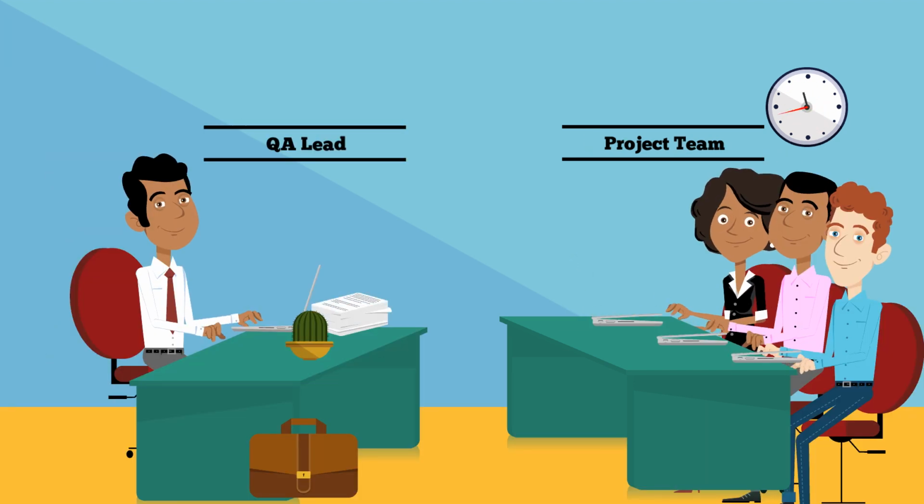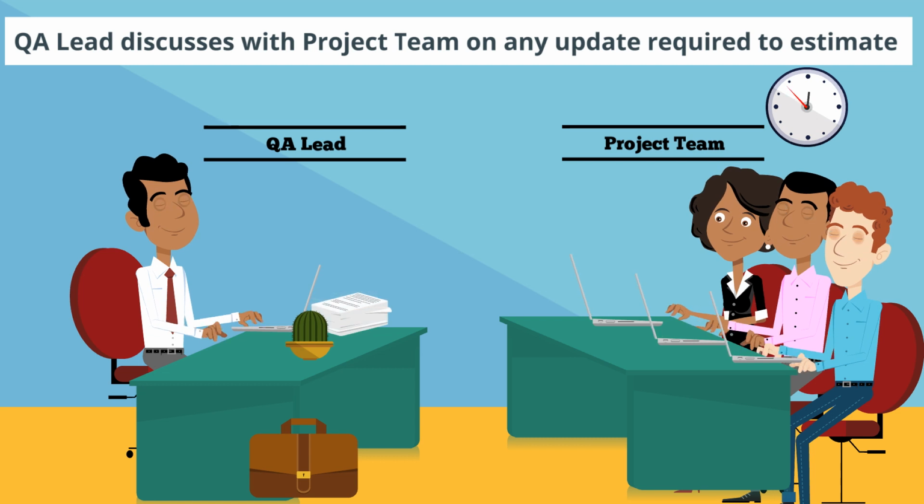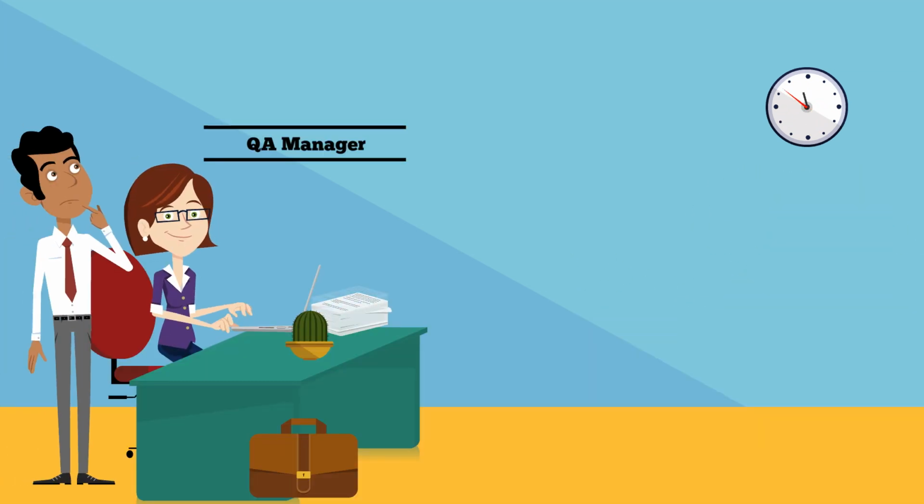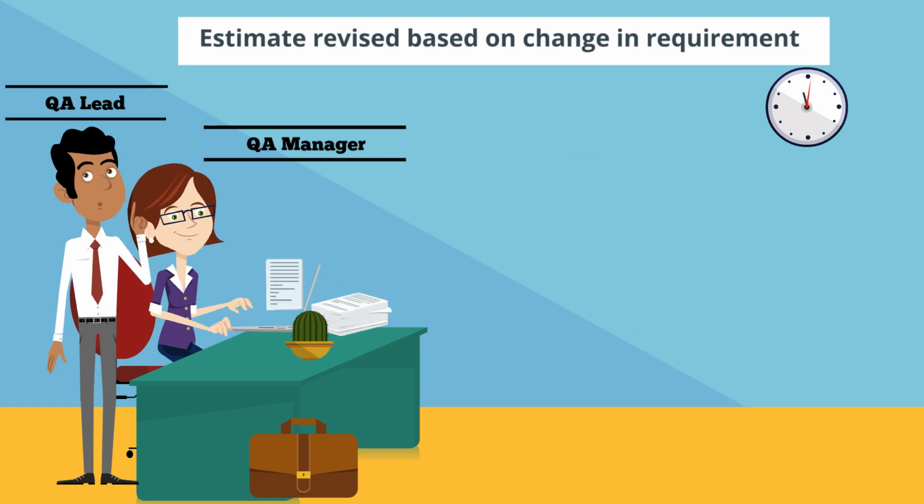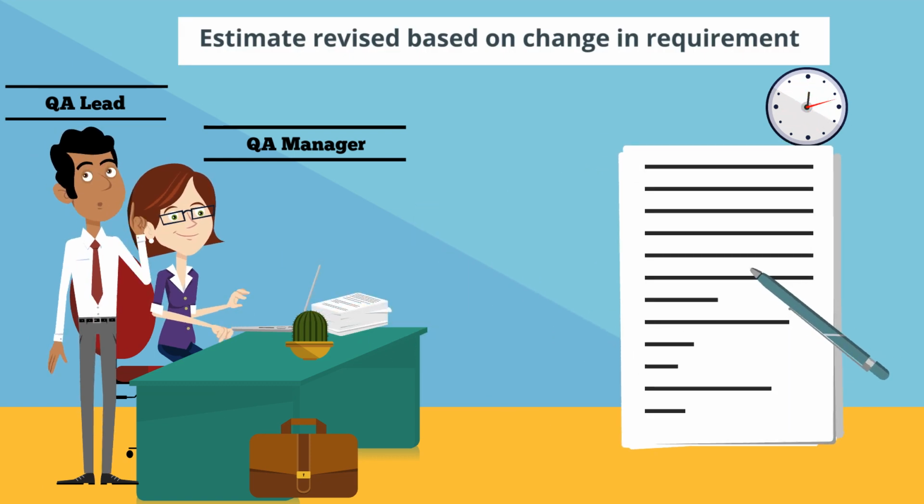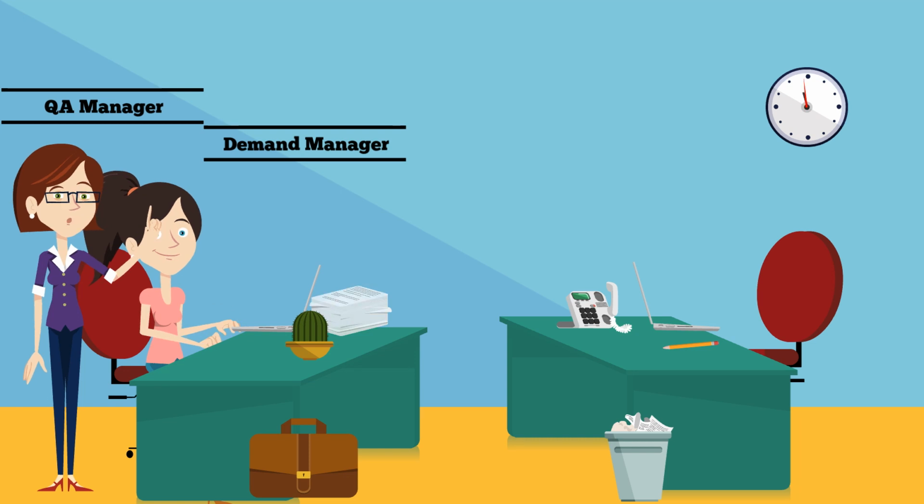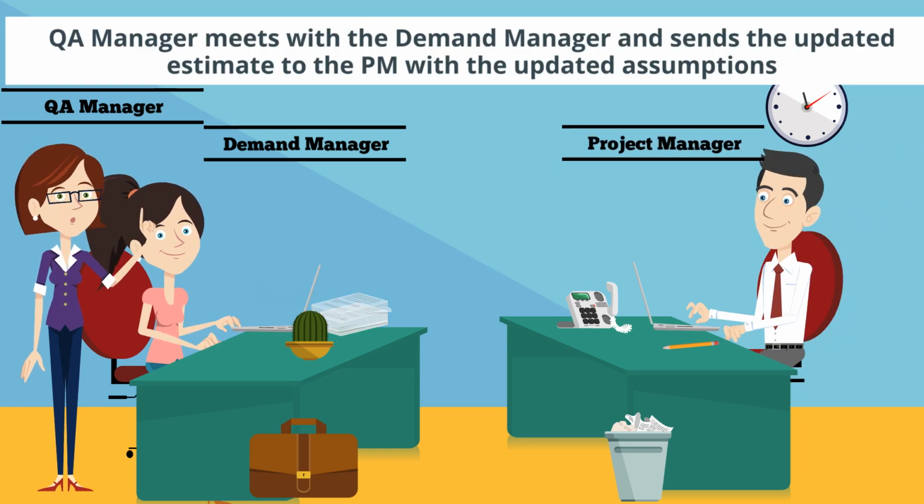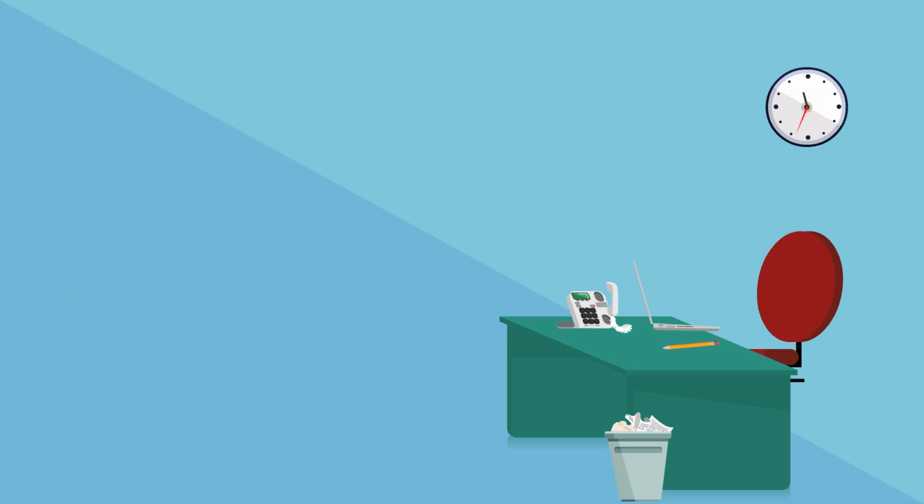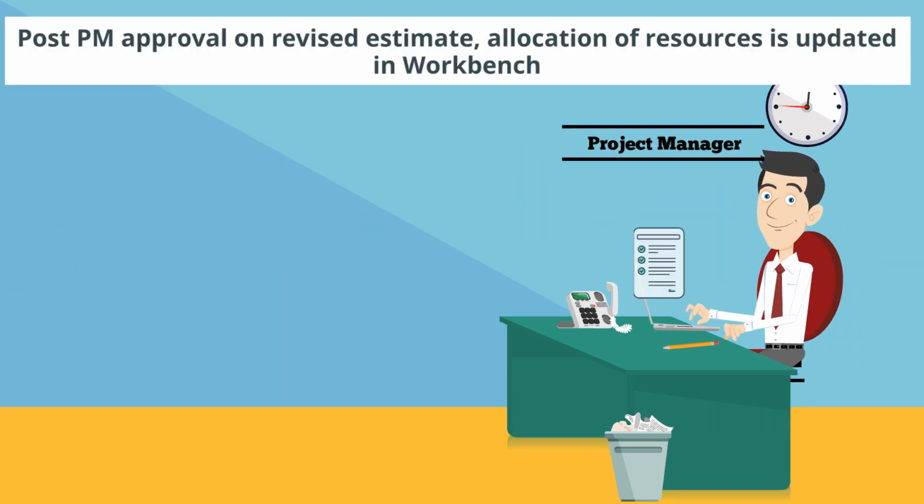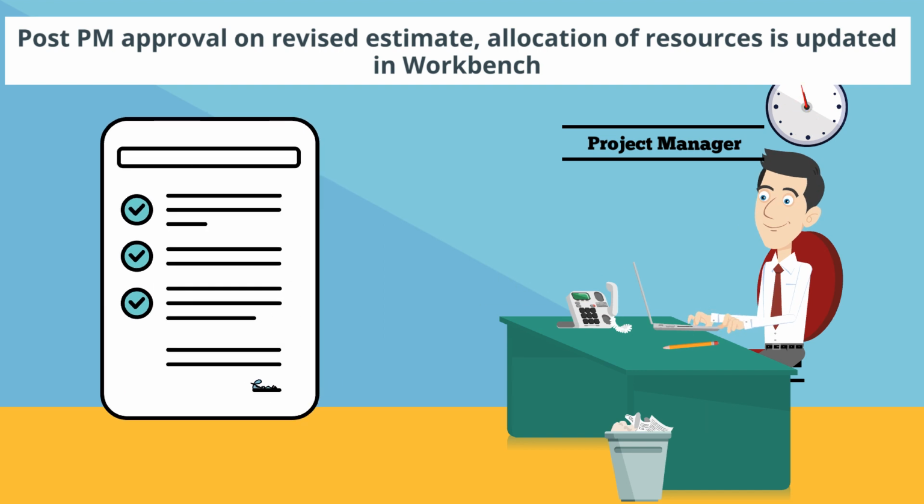If the QA lead determines that there is a change in requirements, the lead will work with the QA manager for revising the estimates based on updated information provided from the project team. The QA manager meets with the demand manager and sends the updated estimate to the PM with the updated assumptions. Once the PM approves the estimate, the estimates and allocation of resources are updated in Workbench.